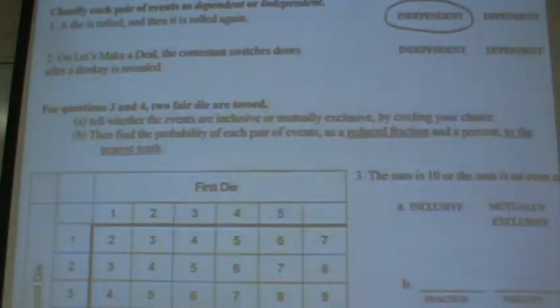Number two, on Let's Make a Deal, which was a game show back in the 70s and they brought it back now, the contestant switches doors after a donkey is revealed. So the contestant is switching doors after something else has already happened. Dependent? So these are dependent events.